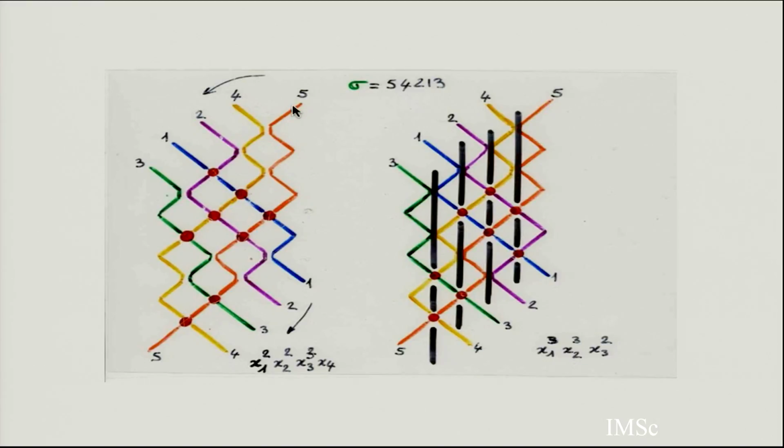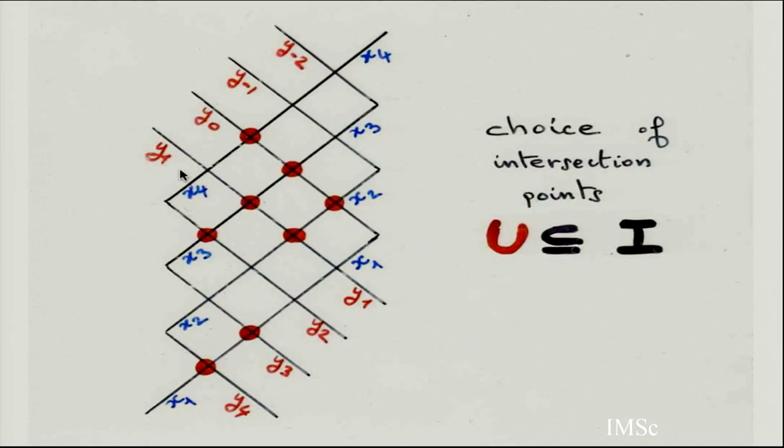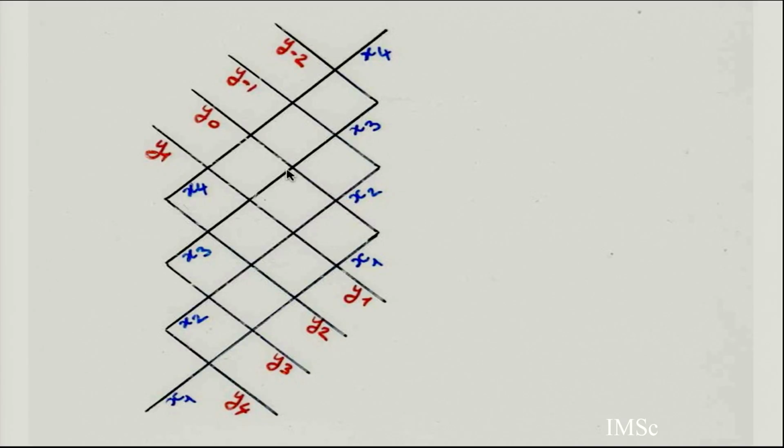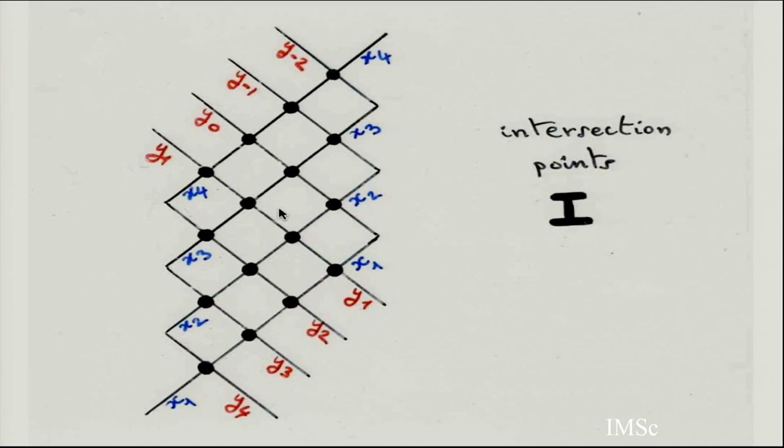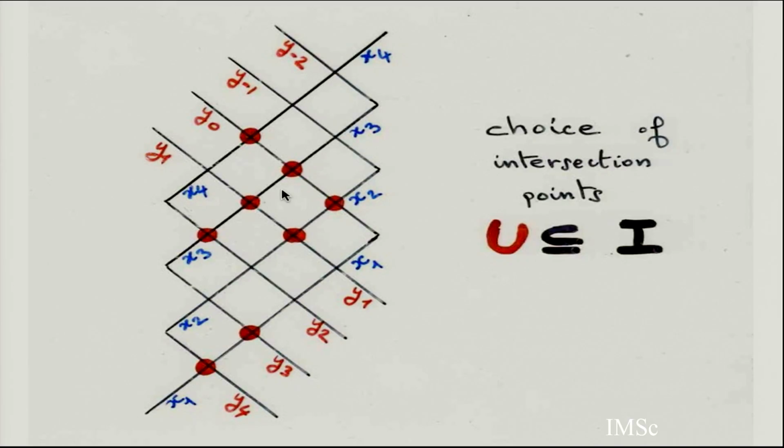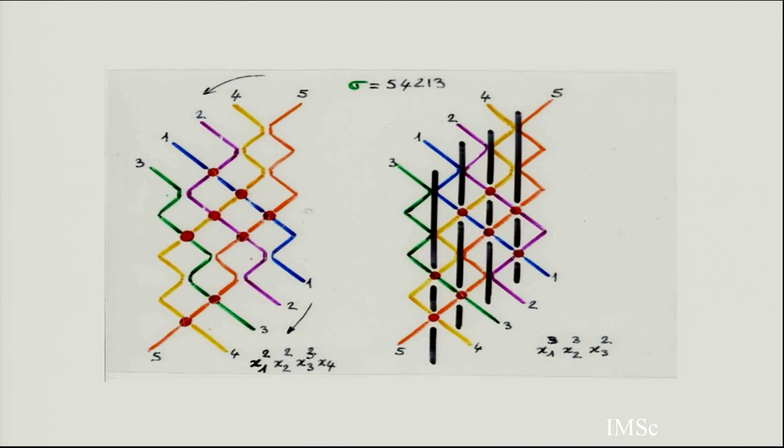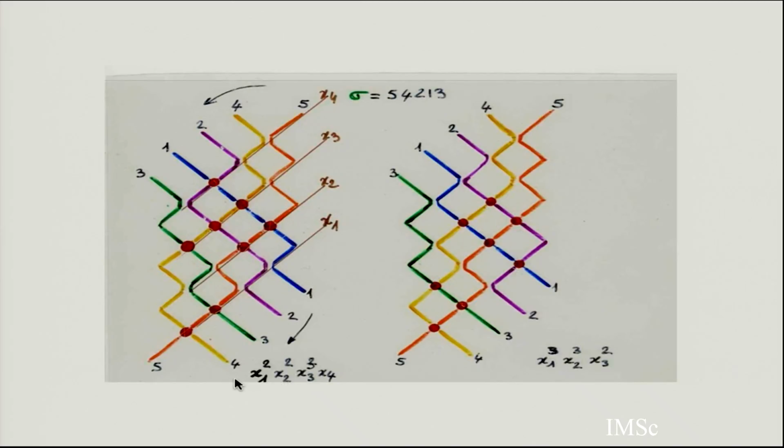What you get above, you see, if you follow this line number 5, the same color, then you get a 5 here. Or if you follow this green line 3, you get a 3. So what you get above is a permutation. So, to recall, you have this diagram, the intersection points in black, in red a choice of intersection points, and then you get a permutation. And more, you get a monomial.